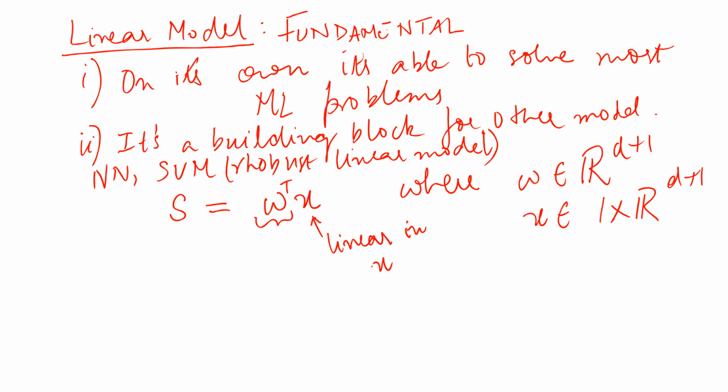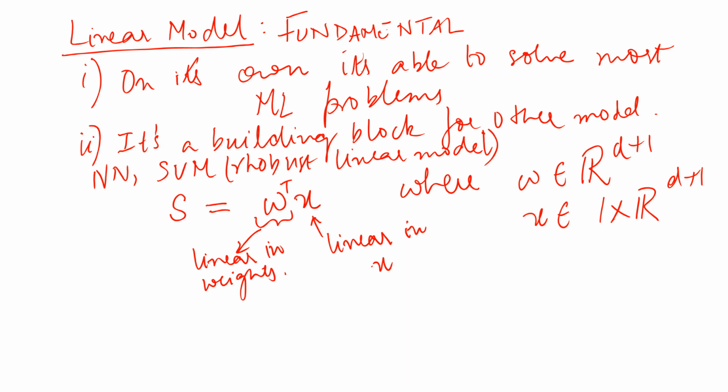We focus on the linearity of W. So it's also linear in weights, right? Because we're thinking in terms of developing certain algorithms that are going to get my W. So that's why this is linear.